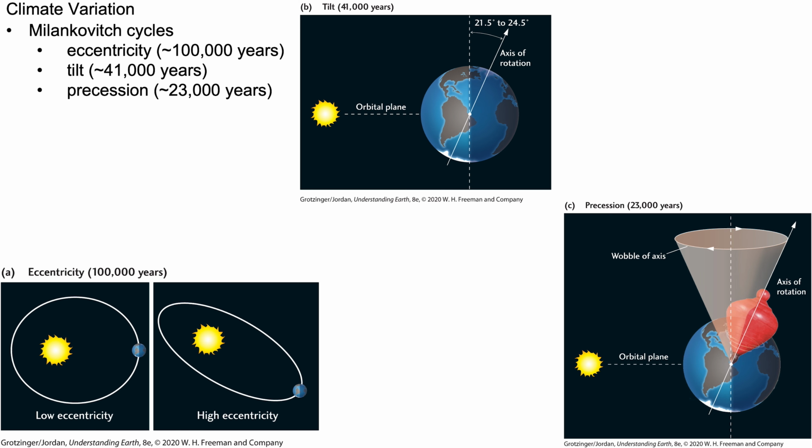We can break down this orbital variability into 3 very simple categories in the Milankovitch cycling. Eccentricity has a periodicity of about 100,000 years. Tilt has a periodicity of about 41,000 years. And precession has a variability or a cyclicity of about 23,000 years.